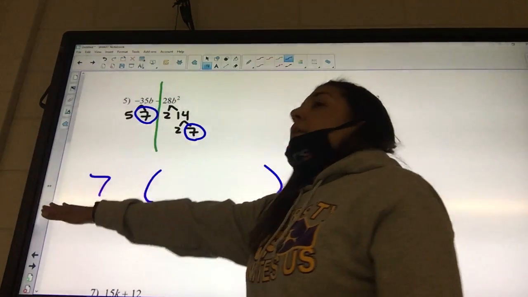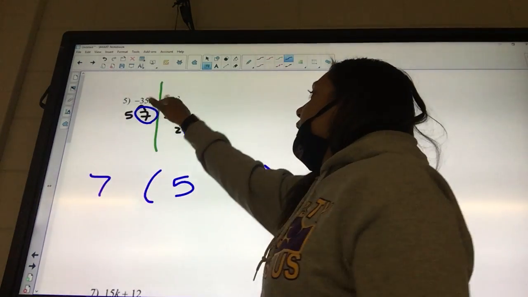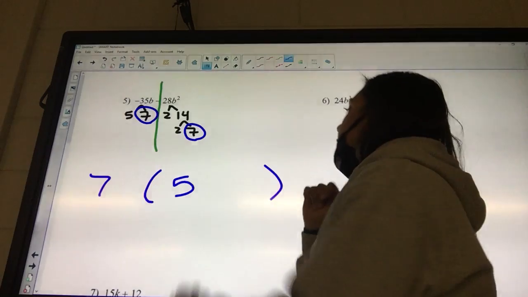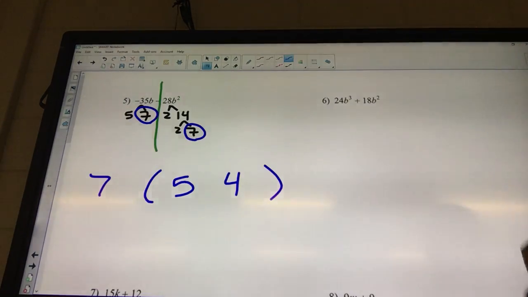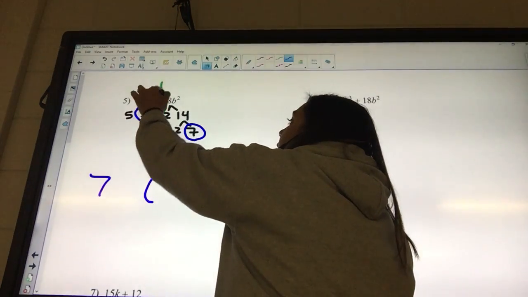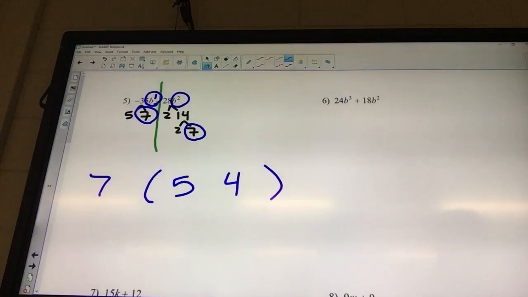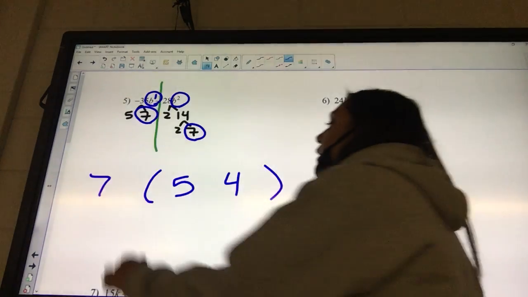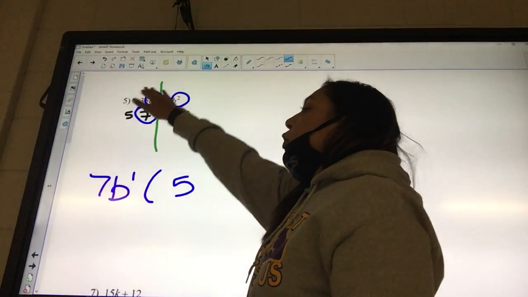Okay, 35 divided by 7, 5. 28 divided by 7, 4. Yep. Okay, how many B's can we take out? 1 B. Okay, so this guy has B to the 1 right here, and he's got B to the 2 right here. And so we always take the smallest amount, and the smallest one up there is 1. So we took B to the 1.